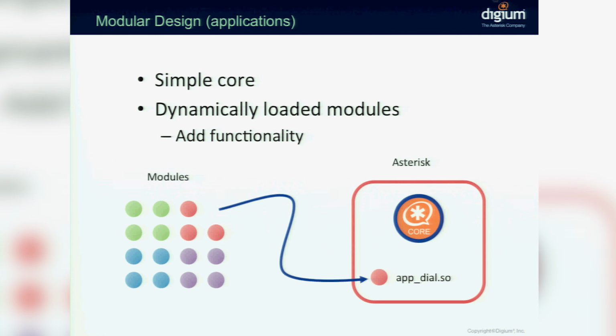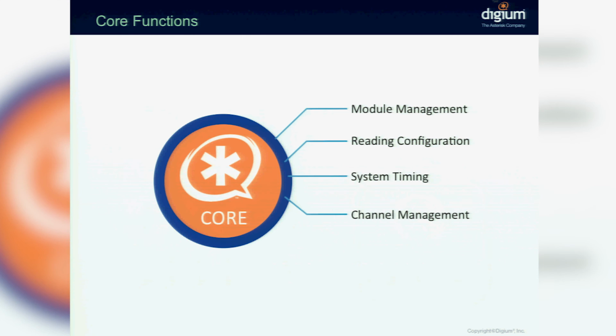So in dial plan, you can execute different applications. Let's talk about that after we look at the core functions. Again, all the core really cares about is managing the modules, parsing the configuration files, providing system timing, and channel management, right? Making sure that those channels are actually bridged and connected as they should be. And in all honesty, control of them is passed to the proper application, be it dial or bridge or queue or something you've written in ARI.